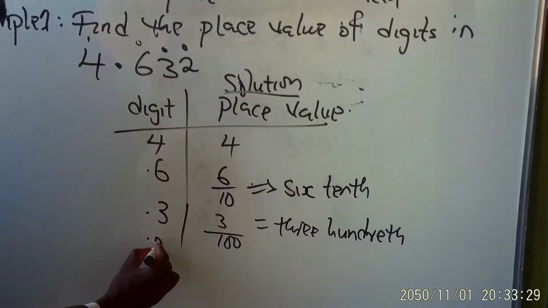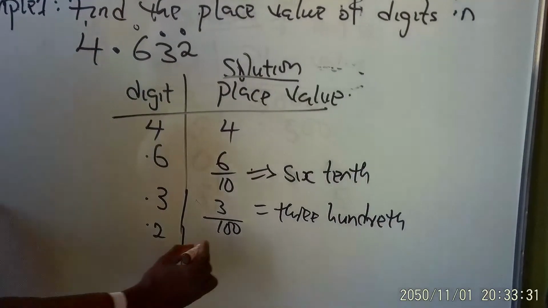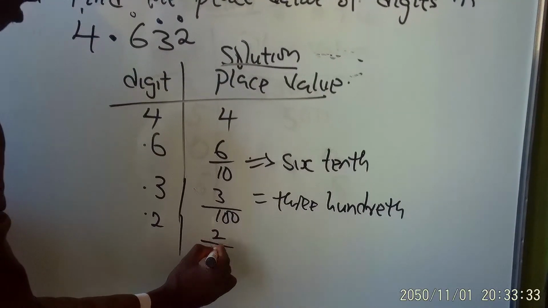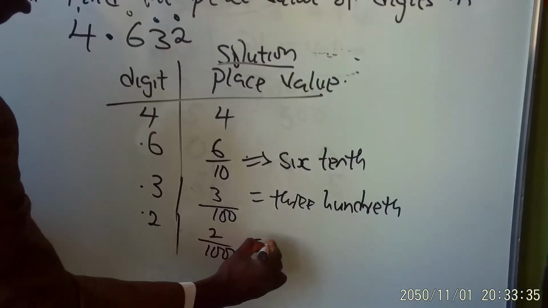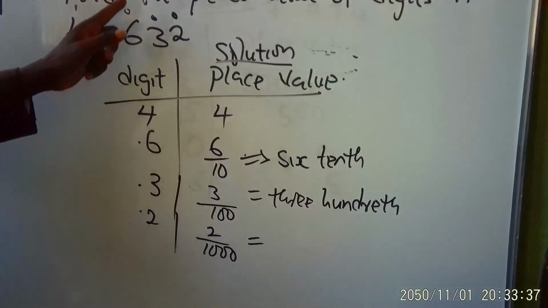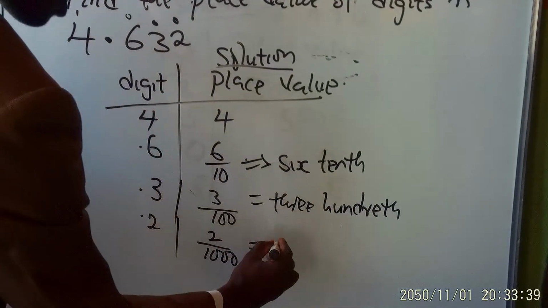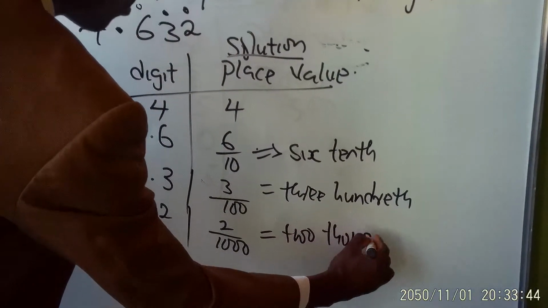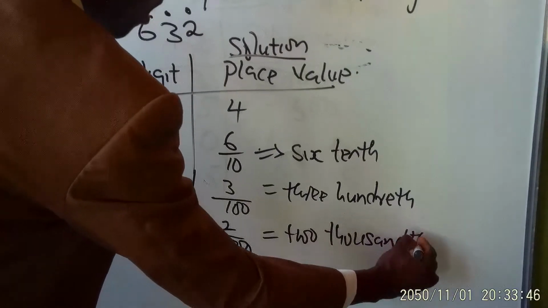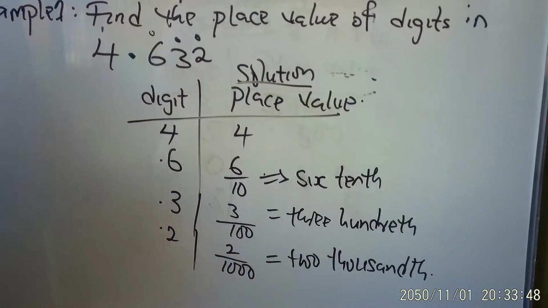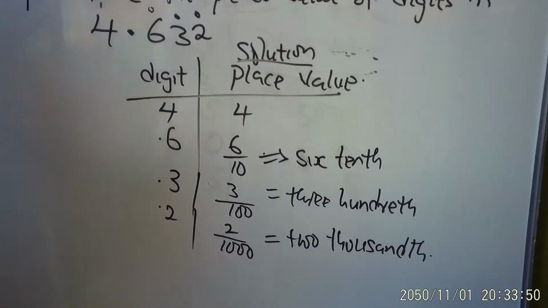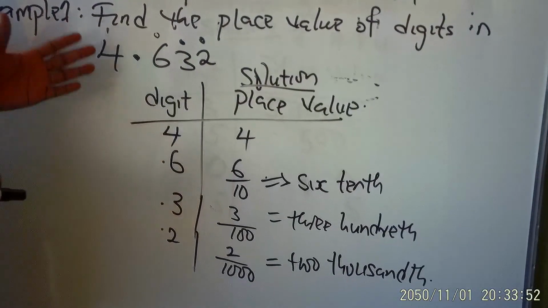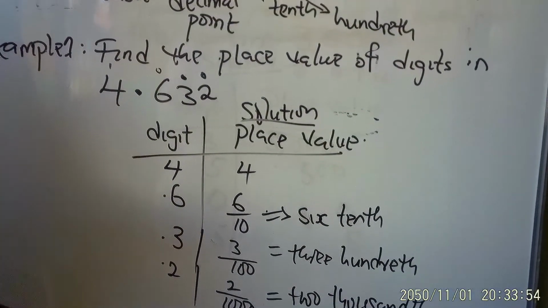Now the last digit is 2. Pick 0.2. The value of 2 here is 2 all over 1000, because we have 1, 0, 0, 0. This will give us 2 thousandths. So this is what we call place value in decimal fraction. Place value in decimal fraction.